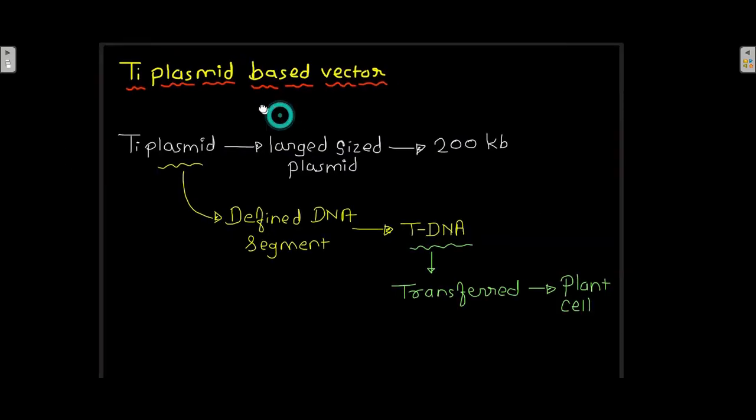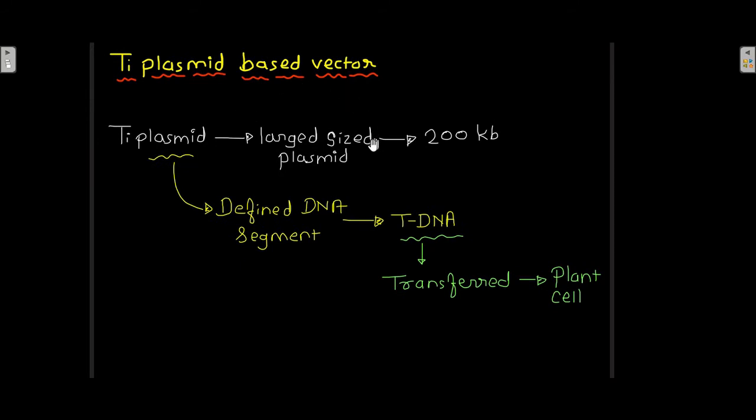Now let's start with the Ti plasmid based vector. The Ti plasmid is a large plasmid whose size is about 200 kb. It has a defined DNA segment known as tDNA, and this tDNA is transferred into the plant cell. The tDNA of the Ti plasmid getting transferred into the plant cell is what causes the transformation, the resulting disease.